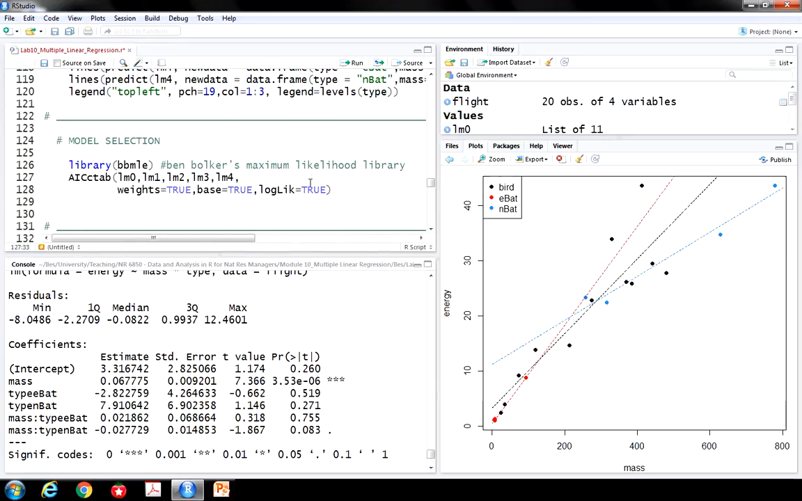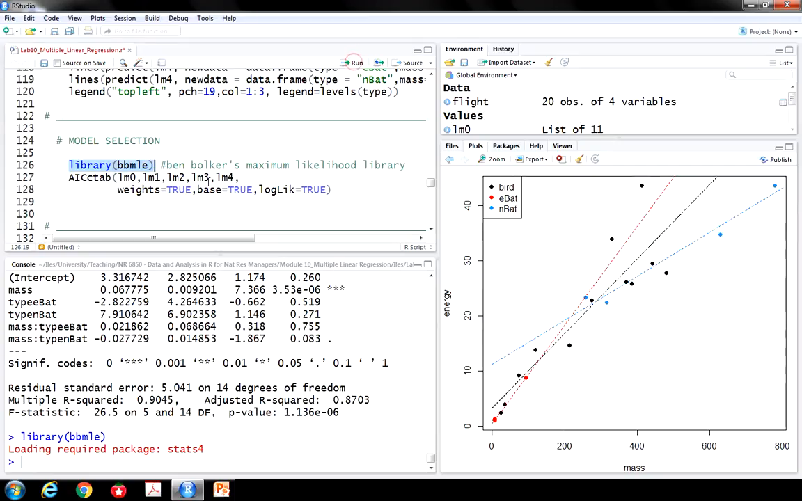So what I want to do is choose a model that fits the data adequately, but doesn't use too many parameters. Okay, so we haven't overfit the data. So it's balancing goodness of fit with model simplicity or parsimony. So if you need to, you want to install this package bbmle. I'm going to load it. And then I'm going to run this AIC table. I include all my models in there. And then I also want it to print the weights, the likelihood, and the log likelihood. So let's go ahead and run this.